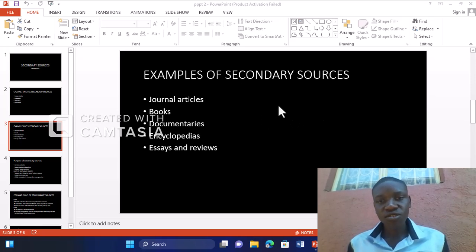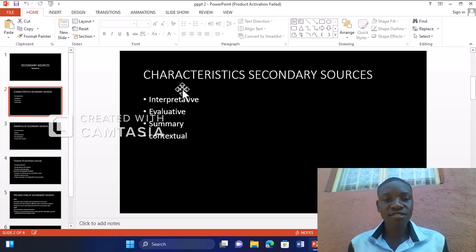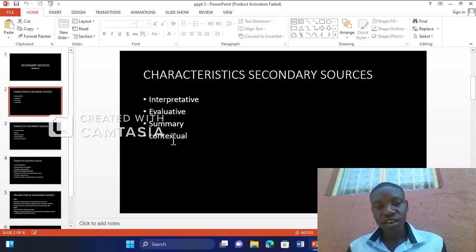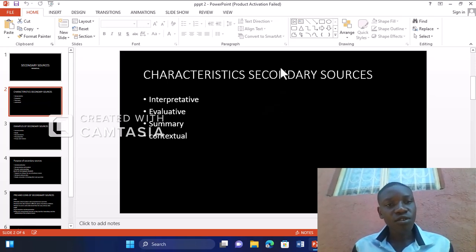Specifically now, let me talk about the characteristics of the secondary sources of information. These secondary sources are characterized in four ways: the interpretative, the evaluative, the summary, and the contextual. These are some of the characteristics common with secondary sources. They cut across all secondary sources. If I say they are interpretative, it means that secondary sources involve some level of analyzing, synthesizing, and evaluation of primary sources.